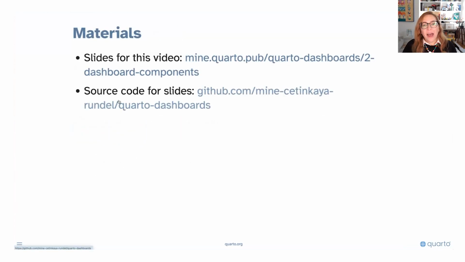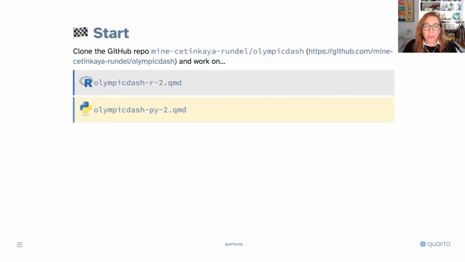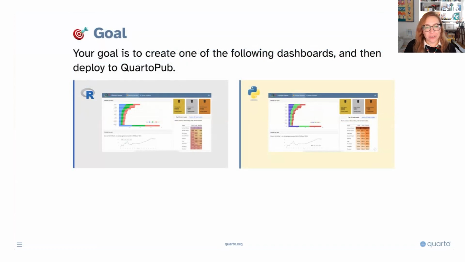Let's build. If you would like to refer back to these slides, they're at the link on the top. And if you are curious about how the slides are made, they're also made with Quarto, and you can take a look at the source code for those too. But our goal this time is to take that Olympic dashboard that we started with in our first video and pick it up where we left off at the end of the first video. So whether you were doing the R adventure or the Python adventure, pick up where you left off. And our goal is to get to something like this.